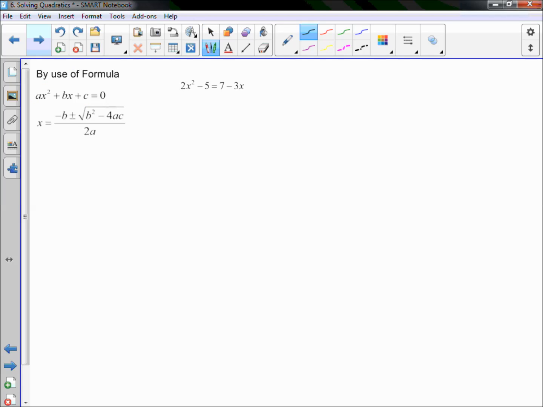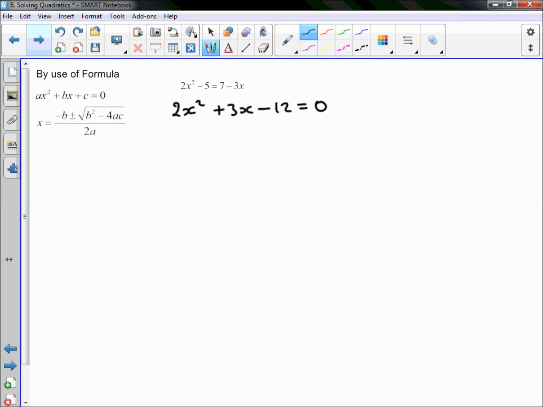So we have to add 3x to both sides. So we get 2x squared plus 3x, and we have to subtract 7 from both sides. So minus 12 equals 0. Okay, first thing we should do is go through and try and factorise that. I'm going to save us the bother though in this particular instance and say it doesn't factorise.